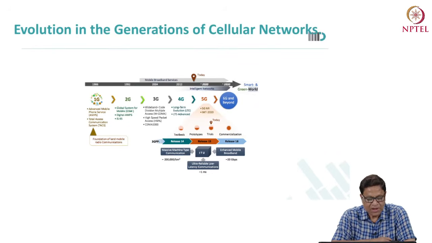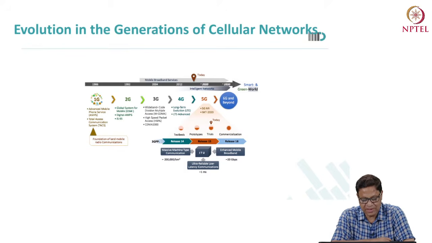So let me also explain you the different generations of cellular networks. First generation was actually analog, which is AMPS, Advanced Mobile Phone Services. Then the second generation was digital 2G, which was called as GSM. And the third generation was wideband code division multiple access, which is known as WCDMA, and also high-speed packet access, HSPA, CDMA 2000. They were some of the standards of 3G systems.